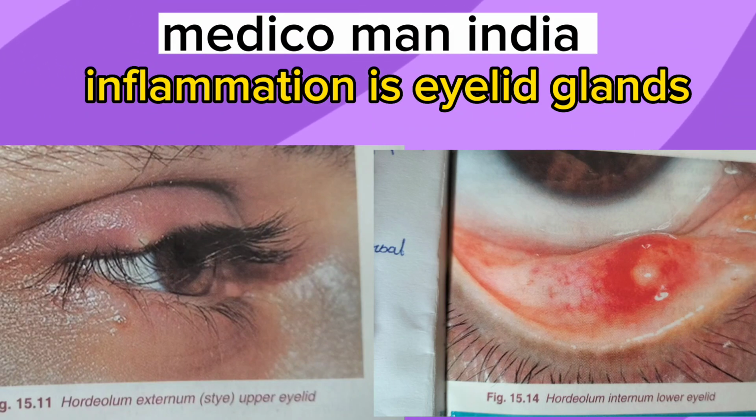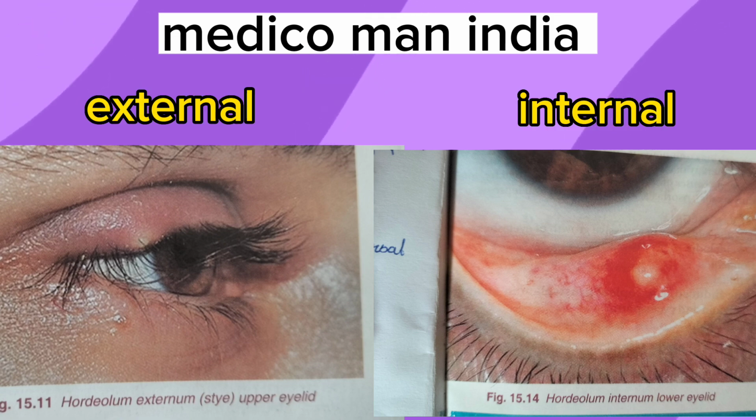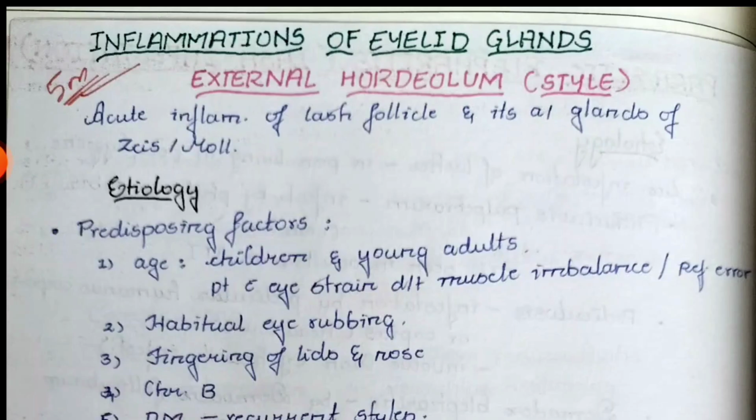Now coming to the inflammatory disorders of the eyelid glands. There are four diseases: external hordeolum, internal hordeolum, chalazion, and molluscum contagiosum. Today we are going to deal with external hordeolum and internal hordeolum, the inflammations of the eyelid. First is external hordeolum.